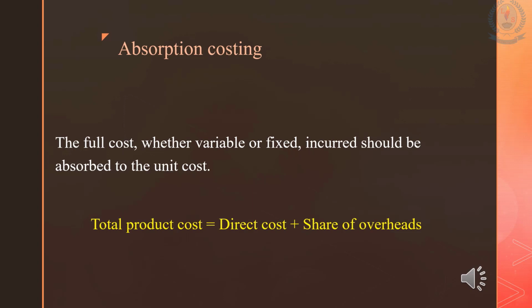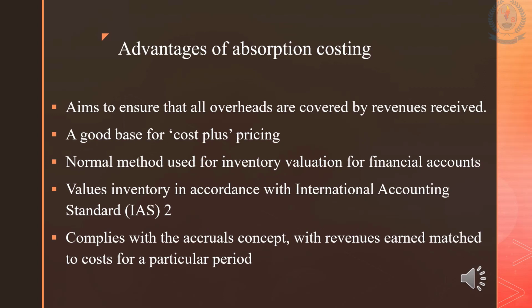In the case of variable overheads, they are directly traceable to the product, while with fixed overheads, they need to be apportioned to the product. This can be expressed as total product cost equals direct cost plus share of overheads. Now we will discuss the advantages of the absorption costing approach. Through absorption costing, all production costs are considered to match against the income earned. Cost plus pricing is an approach used to set price. If a company uses cost plus pricing, the absorption costing would be the most appropriate method to calculate the cost.